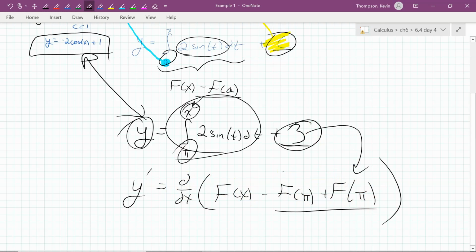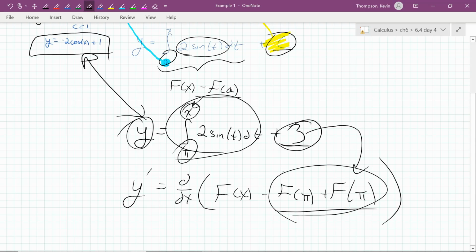If 3 really is capital F of pi, I'm subtracting capital F of pi, and then I'm adding capital F of pi. And then, shouldn't the derivative of this antiderivative take us back to where we started? Even if there's a constant here that I don't understand, right? That shift doesn't matter when I'm going back the other direction. And it really wouldn't even matter anyway, because these are all constants.